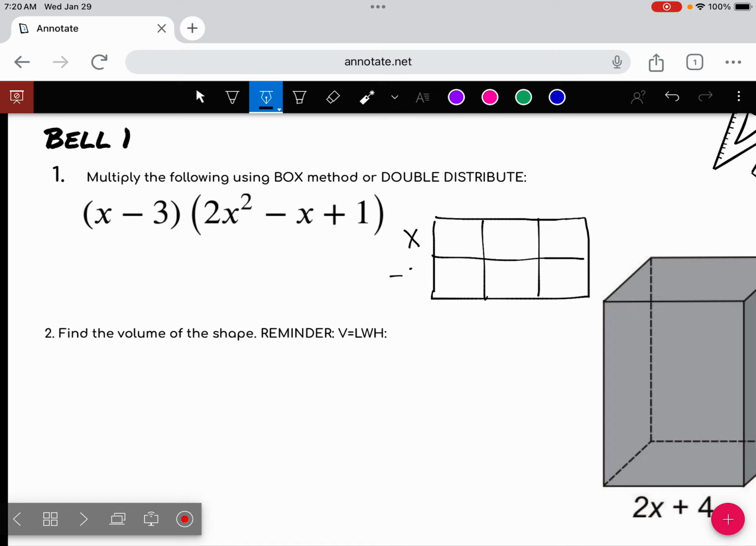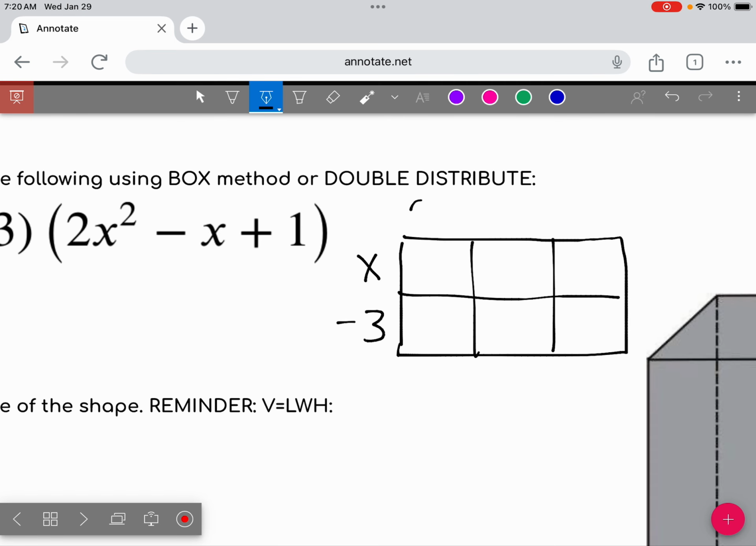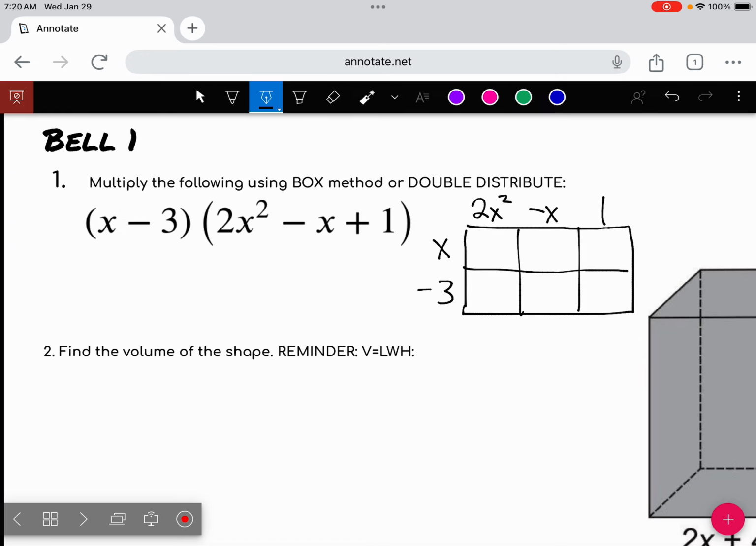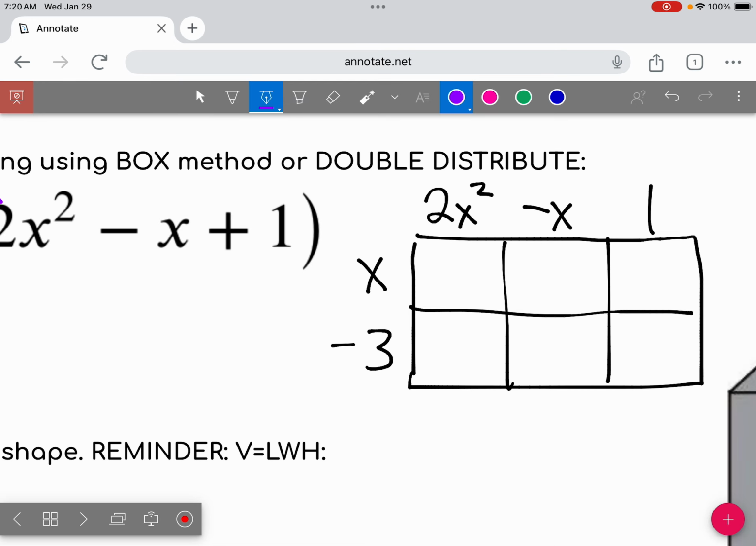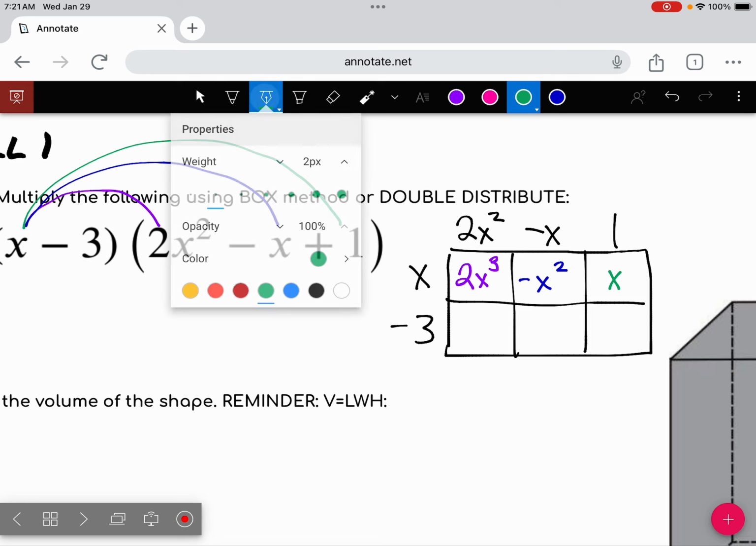We're going to take our x minus 3. Cool. And we're going to multiply it by that 2x squared minus x plus 1. Absolutely valid. You can also do this with distribution. Either way, we're going to take our x times our 2x squared to get that 2x cubed. We're going to take our x times the minus x to get minus x squared. We're going to take our x times the 1, and that's just going to give me x.